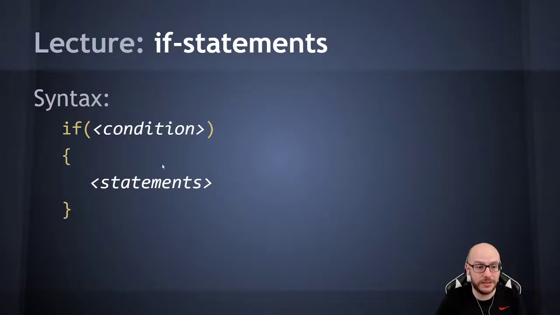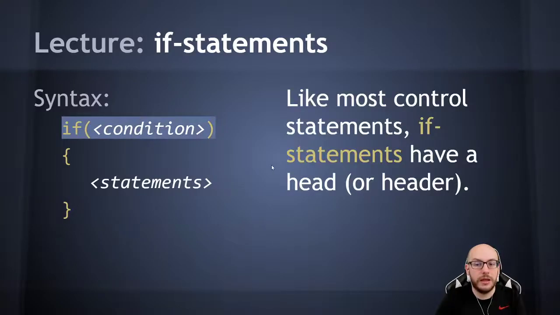Here is our syntax. We're going to have if, then some parentheses. Inside the parentheses is where our condition is going to go. We're going to have some curly braces that indicate the body of the if statement, and then I can have multiple statements inside of that. This is something all control statements have in common. We're going to see more control statements later. Loops are control statements. Control statements alter the flow of the program.